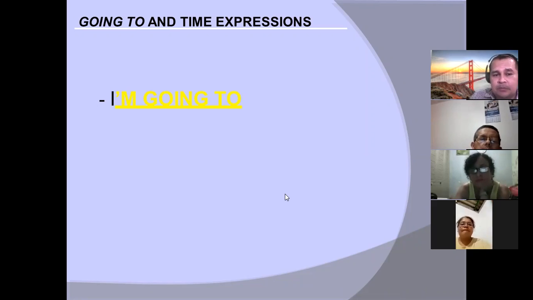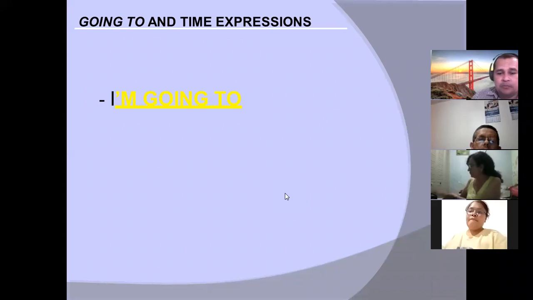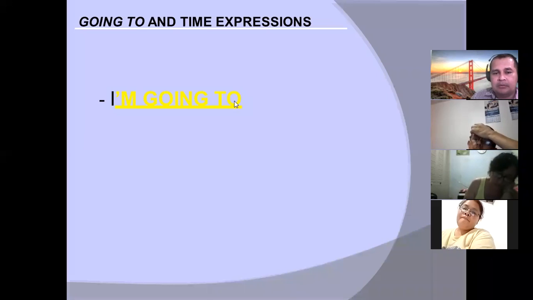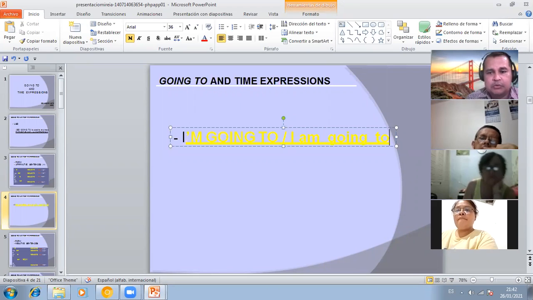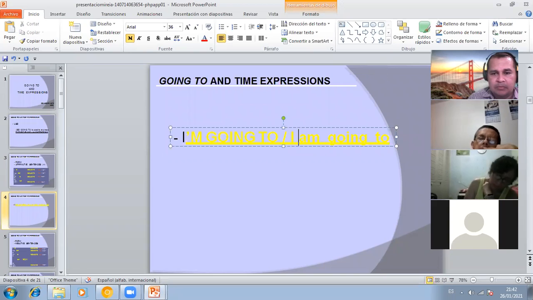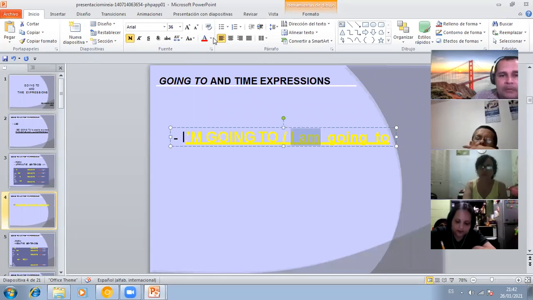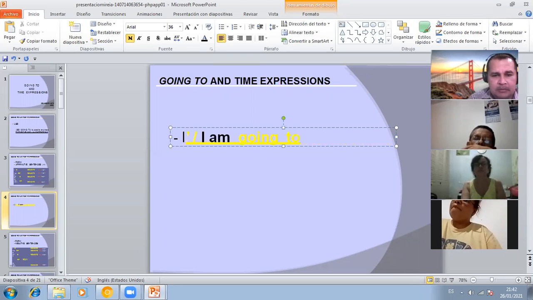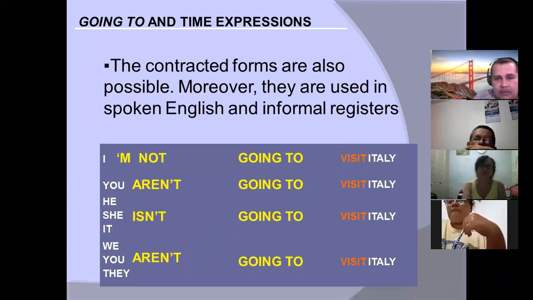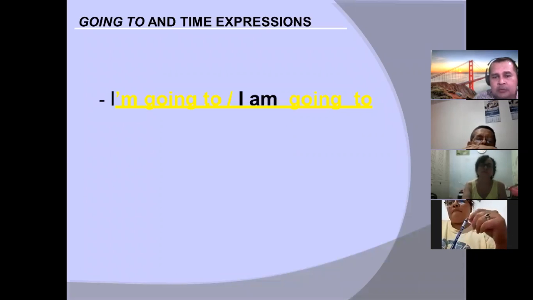Okay, so in this case, everybody, you can use the contraction. You can utilizar la contracción. I want to. Or if you want, you can use the complete form. The complete form is I am going to. So you have two alternatives here. Or if you want, remember, you can use the contraction. The two forms are acceptable. I am going to play basketball. I am going to drink coffee, etc.